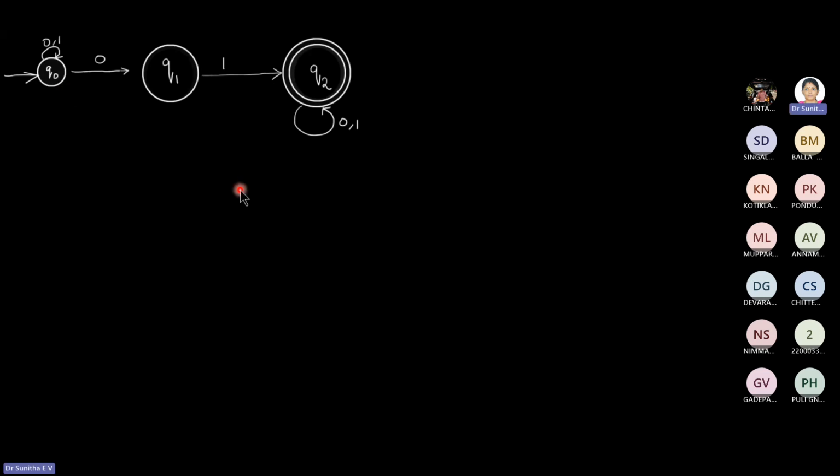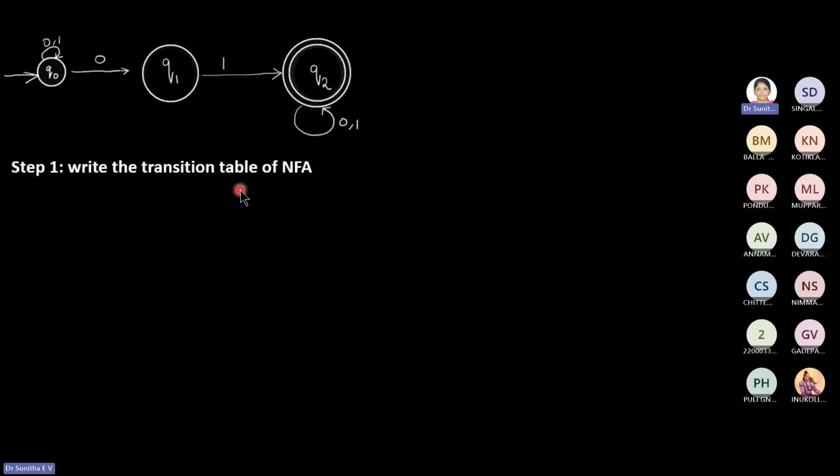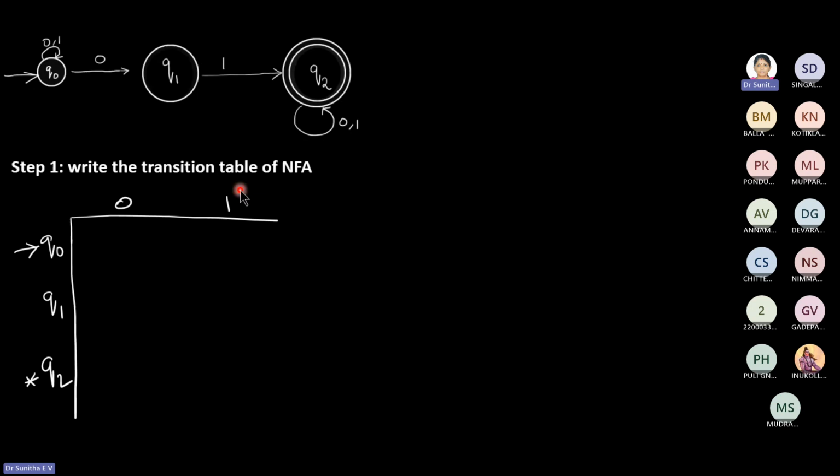Now we have to do the conversion. Step one is to write the transition table of the NFA. So we first write the transition table for the given NFA, which we are going to convert into a DFA. We draw the table like this. We have two input symbols, 0 and 1, and the states are marked Q0, Q1, Q2. Q0 is the initial state, so we put the arrow here, and Q2 is the final state.